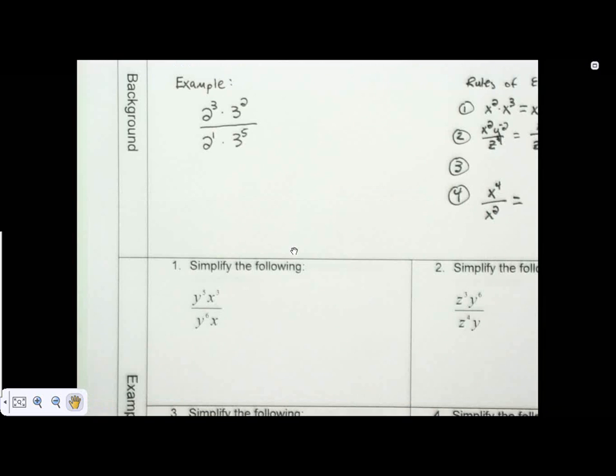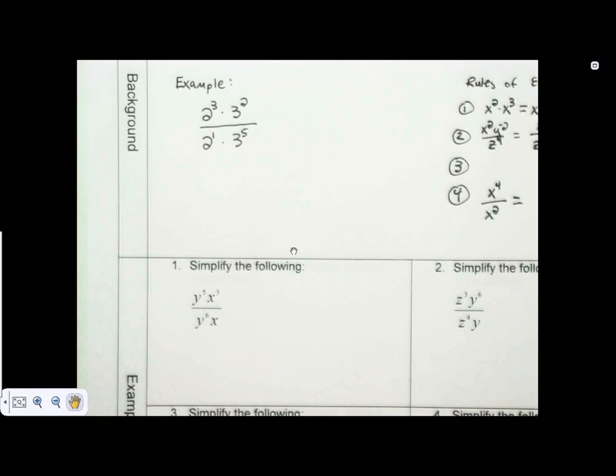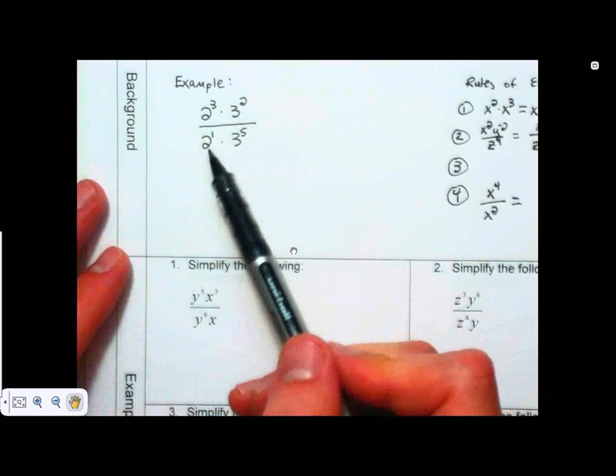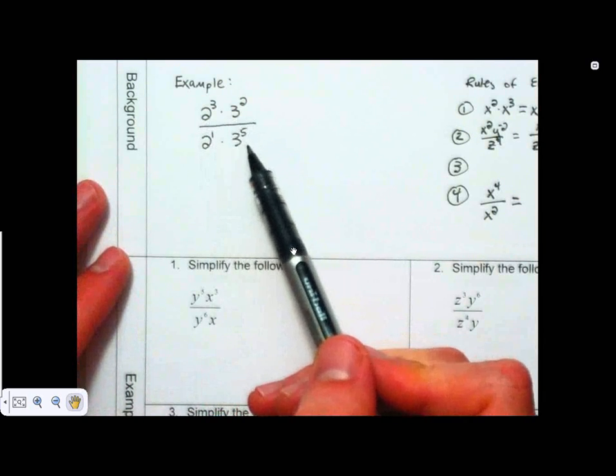Welcome. In this video, we'll be taking a look at how to simplify quotients of expressions involving exponents. So to begin, let's start with an example with numbers. What we have here is 2 to the third times 3 to the second divided by 2 to the first times 3 to the fifth.